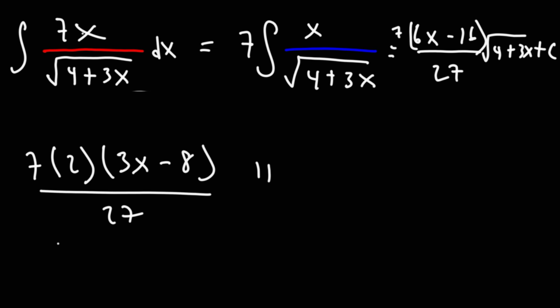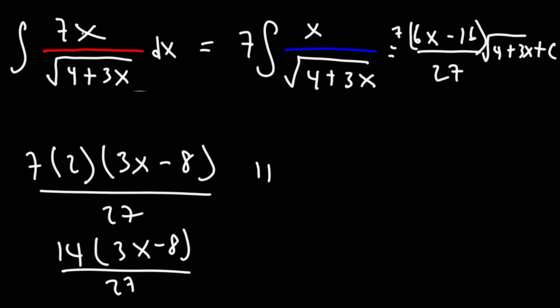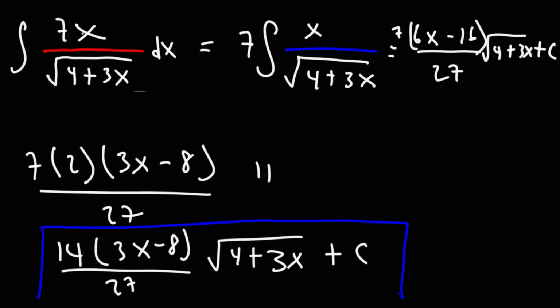So our final answer, we can write it as 14 times 3x minus 8 over 27 times the square root of 4 plus 3x plus c. You know, that's another reason why it's good to check your answer. It'll remind you if you forgot to multiply by a constant, which I did. But now that's been corrected, so this is the final answer. And of course, you could differentiate it following the same techniques that we did to get this answer.